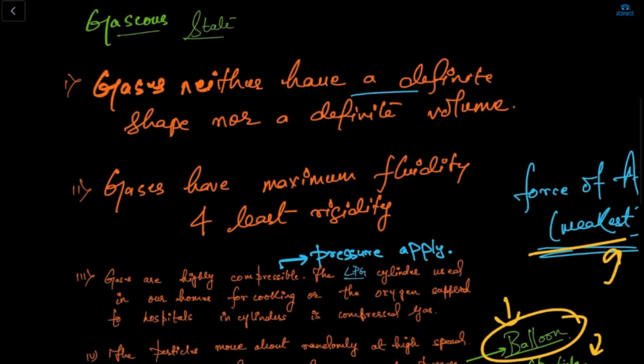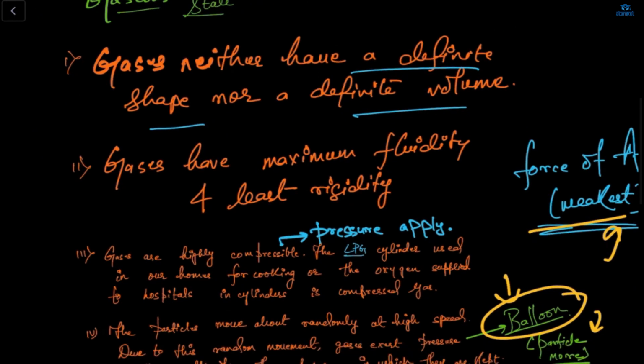Gases have neither a definite shape nor a definite volume. They don't have any shape, and also they don't have any volume. In the surroundings in which we are living, there are lots of different gases: nitrogen, oxygen, carbon dioxide. But they don't have any volume. We can't see them, and they don't have any shape either, right?